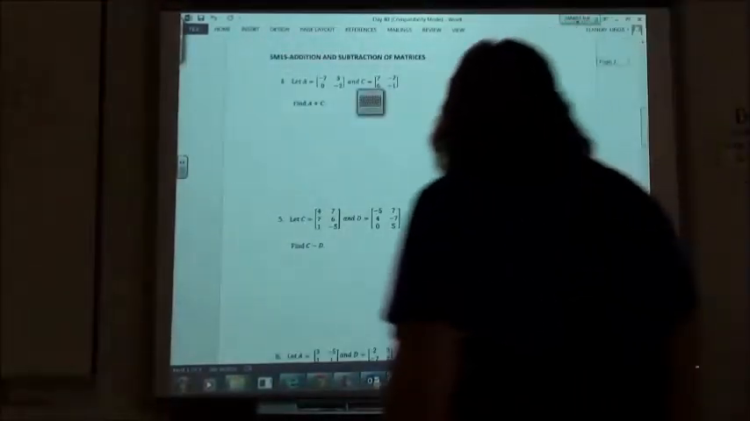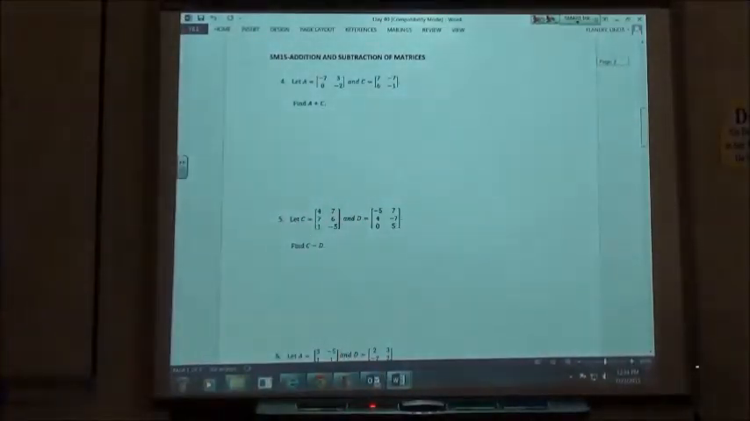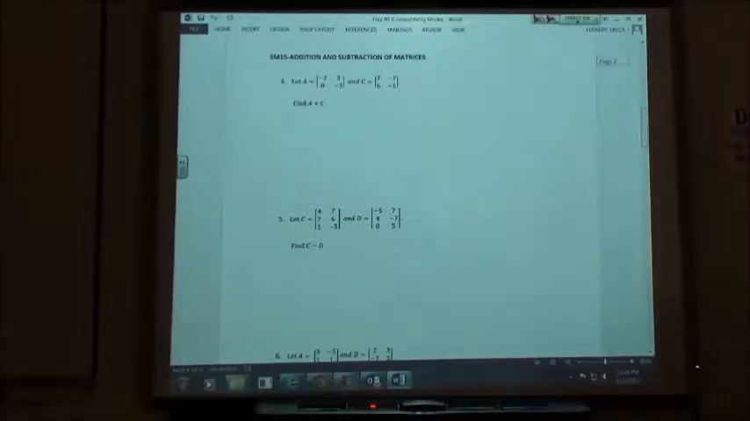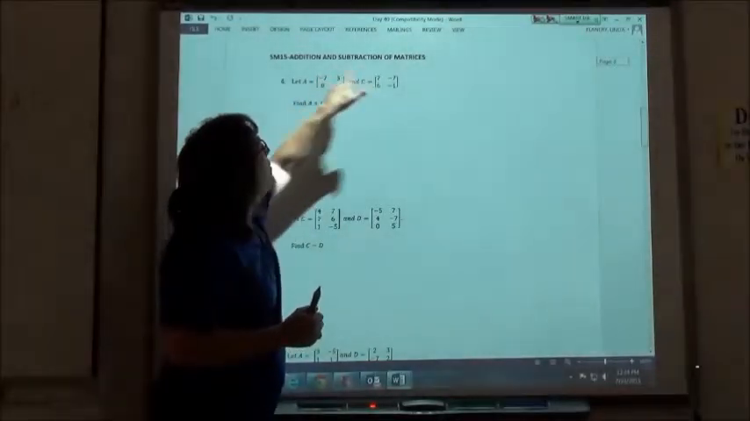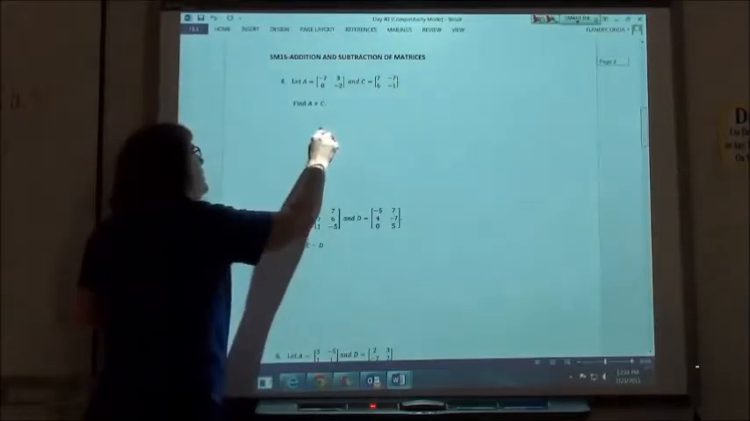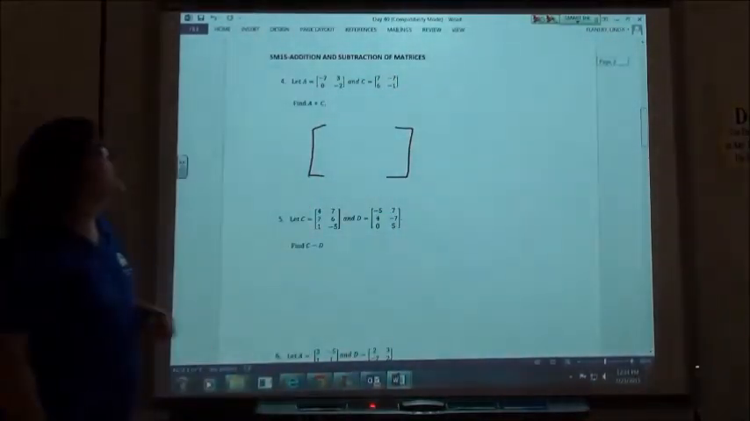Next ones we're doing addition and subtraction of matrices. In order to add and subtract matrices, they have to be of the same size. You can't add a 2 by 3 matrix with a 3 by 2 matrix. And so when you're doing your adding or subtracting, all you're really doing is adding the values that are in the exact same spots. So my matrix will end up being the same size it originally was.